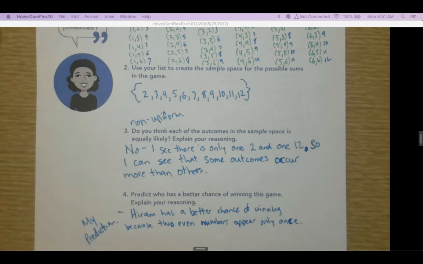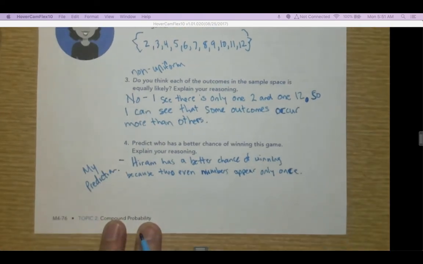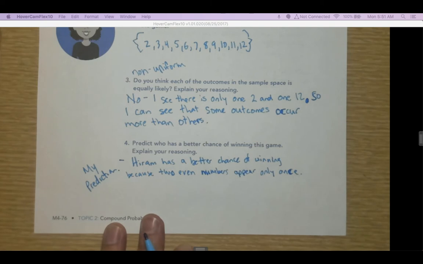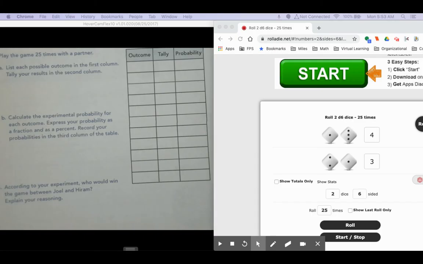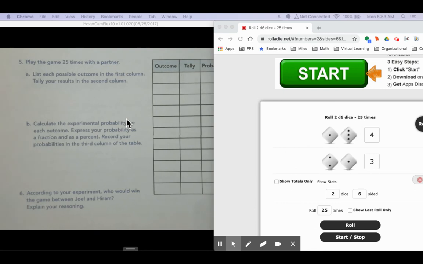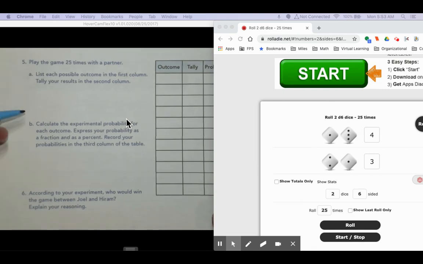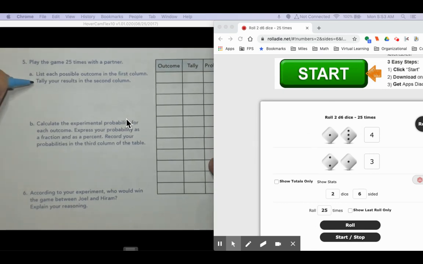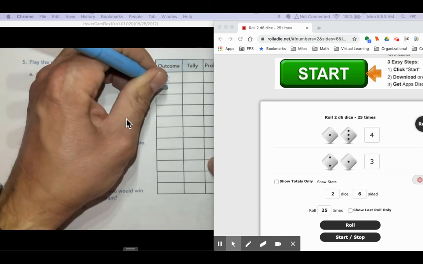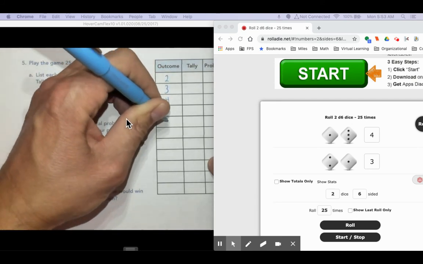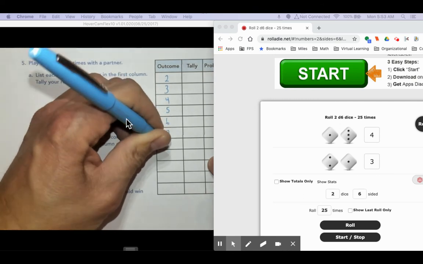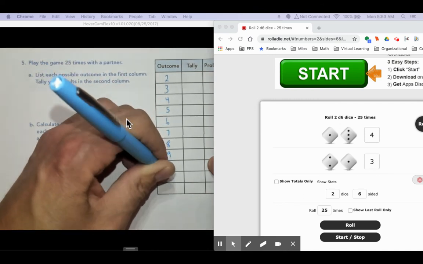If I just looked quickly, I saw that 2 only appears one time on my whole list, and 12 only appears one time on my whole list. All right. Play the game 25 times with a partner. List each possible outcome in the first column. Tally your results in the second column. So 2, 3, 4, 5, 6, 7, 8, 9, 10, 11, 12.